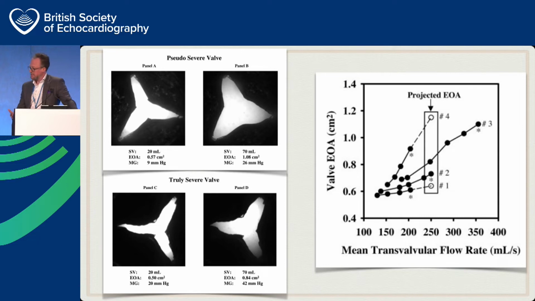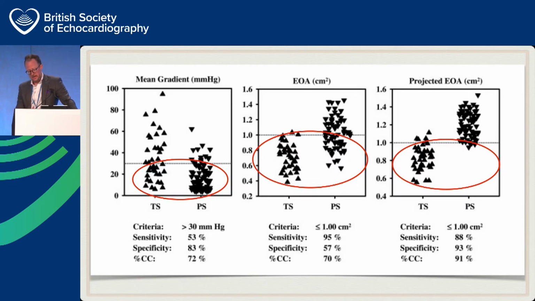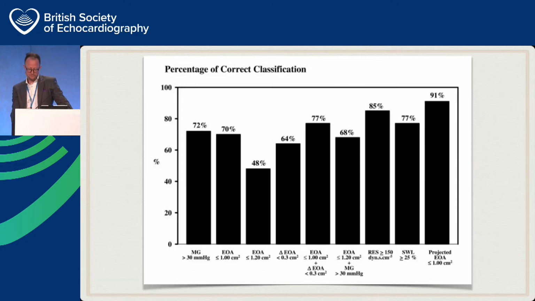So this was principally what they did: they created a number of fake valves and took photos of them. These are the little photos you can see. They worked out all the theory, worked out what happened when the valves increased, and calculated all this. This is how they then demonstrated that it seems to work. If you look at the mean gradient, what I've outlined at the bottom is that a patient with a mean gradient of less than 30 or above 30 could be equally likely to be truly stenotic or pseudostenotic. That doesn't discriminate. Effective orifice area doesn't discriminate. Projected, you can see, makes a really big discrimination between one or the other, and it's the highest percentage of correct classification.